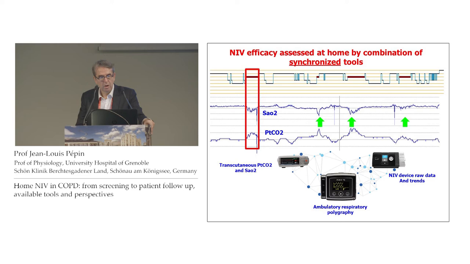And now you have the possibility, and we are doing this more and more, to combine at home and synchronize transcutaneous PCO2, ambulatory respiratory polygraphy, and the raw data and the trends from the NIV device. So actually, you have very relevant information allowing you to retitrate, to change the settings, and to monitor the patients.